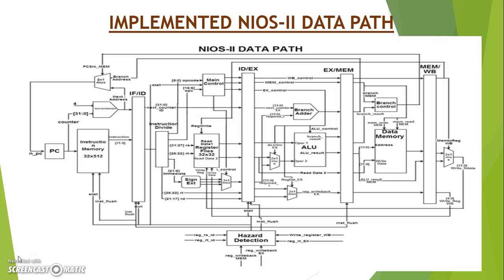Another important block is the hazard detection module. This module basically is used to detect read after write data dependency and give 2 control signals, which are stall and instruction flush. The data dependency occurs when the read and write operation is done on the same register. In such a scenario, this module pauses all the pipelines and allows the write back stage to complete its operation.